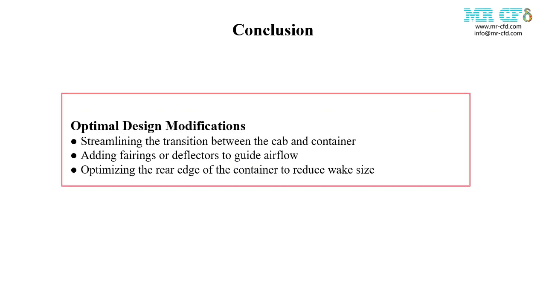For optimal aerodynamic performance, design modifications could be considered such as streamlining the transition between the cab and container, adding fairings or deflectors to guide airflow, and optimizing the rear edge of the container to reduce wake size. These modifications could help mitigate the drag increase associated with the container while maintaining its functional benefits for cargo transport.